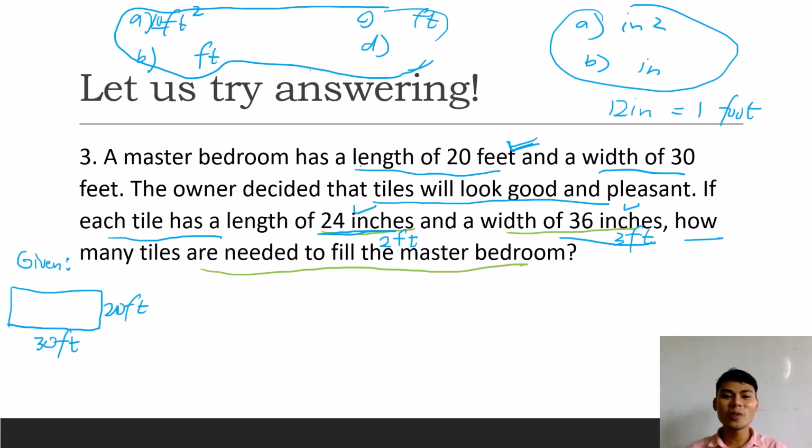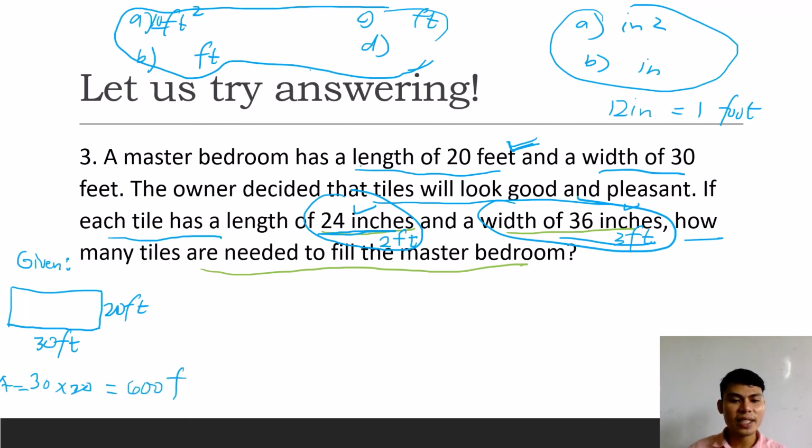Okay, so if that's the case, this is what I will transform. Imagine the bedroom as a rectangle, filled with rectangular tiles that are 2 by 3 feet. This question is about area. So what should I do? I will first find the area of the master bedroom, which is 30 times 20, because that's the area of a rectangle, length times width. That's 600 square feet.